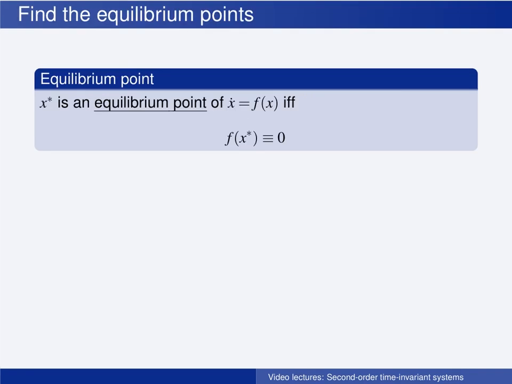How to find equilibrium points was covered in a previous lecture. Briefly stated, what you do is first write the system in state space form, and then you set the right-hand side of the differential equation to 0 and solve for x. The solutions are the equilibrium points.